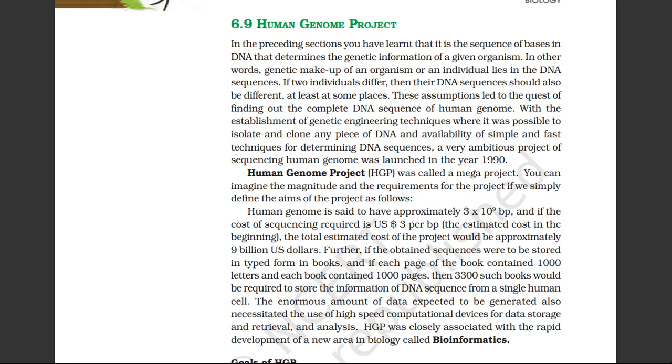Further, if the obtained sequences were to be stored in typed form in books, and if each page of the book contained 1,000 letters and each book contained 1,000 pages, then 3,300 such books would be required to store the information of DNA sequence from a single human cell. The enormous amount of data expected to be generated also necessitated the use of high computational devices for data storage and retrieval and analysis. HGP was closely associated with the rapid development of a new area in biology called bioinformatics.